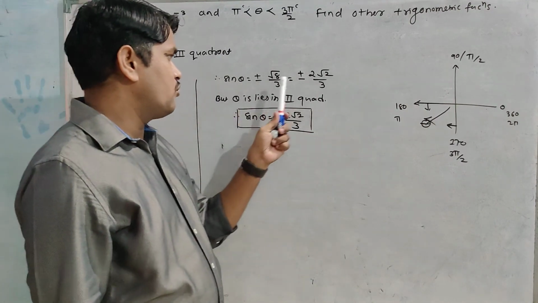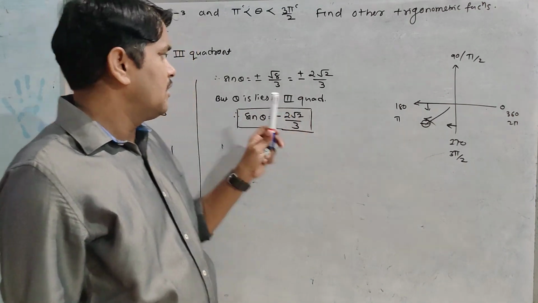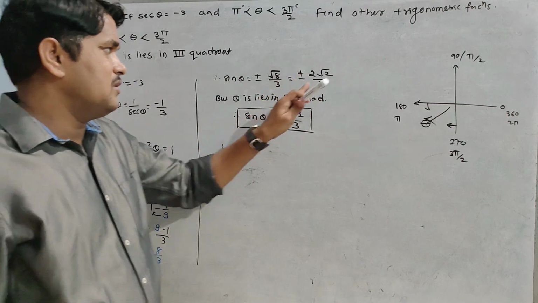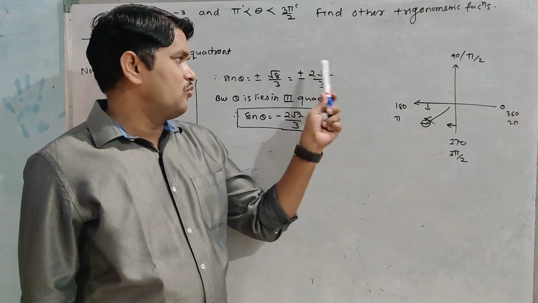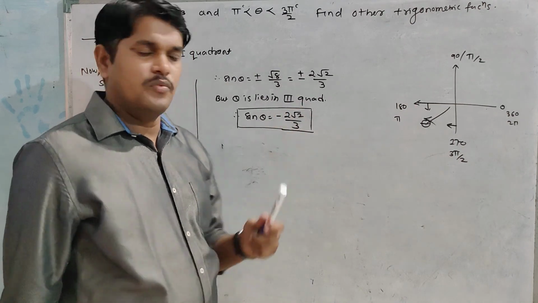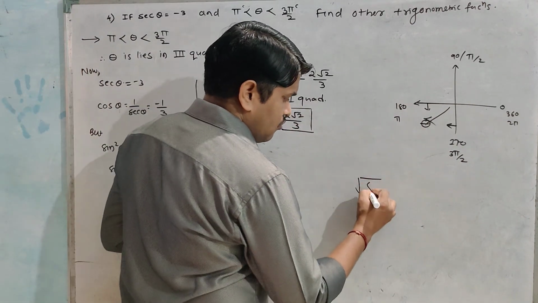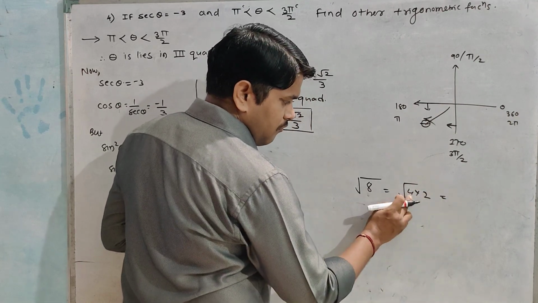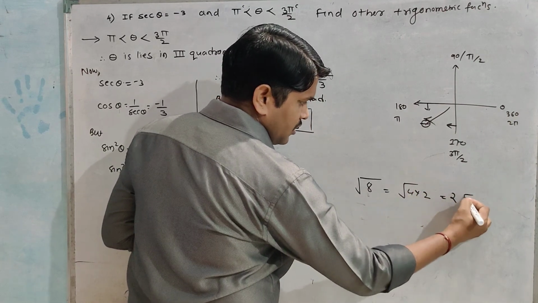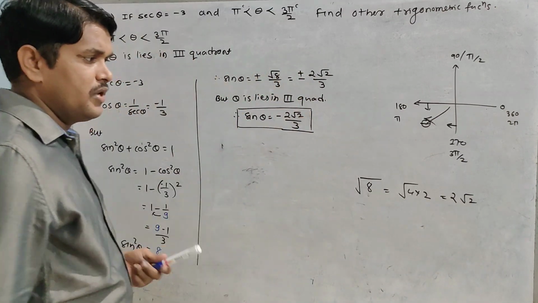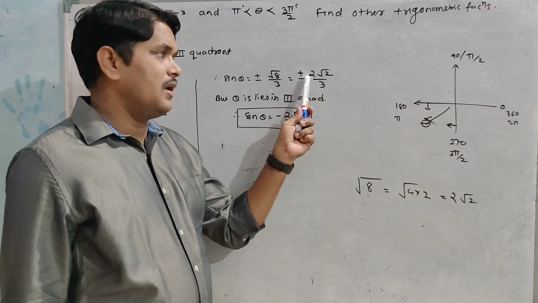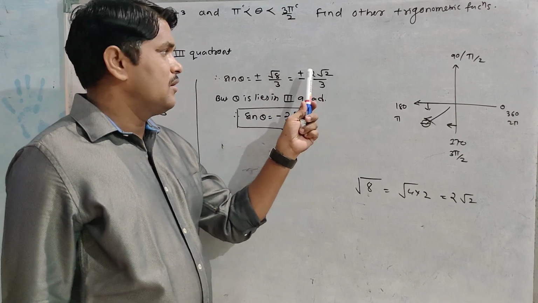Taking the root, we get two values, plus minus. Keeping plus minus root 8 upon 3 is also fine, but in the book they have given plus minus 2 root 2. How is root 8 equal to 2 root 2? Because root 8 can be written as root of 4 into 2. The root of 4 is 2, and the remaining inside the root is 2. So we get 2 root 2. Even if we keep root 8 upon 3 it is no problem, but since this is book to book, it is given like that.